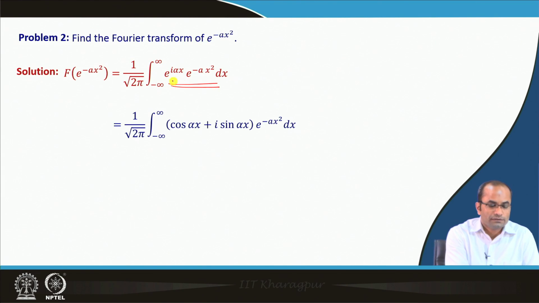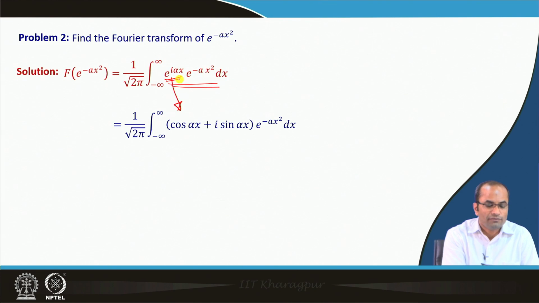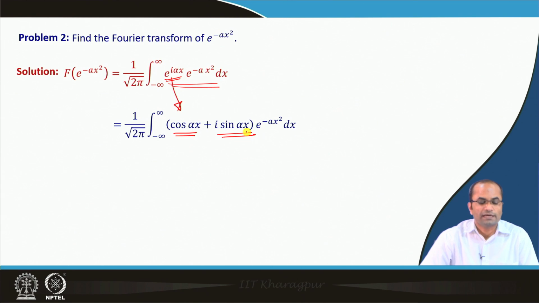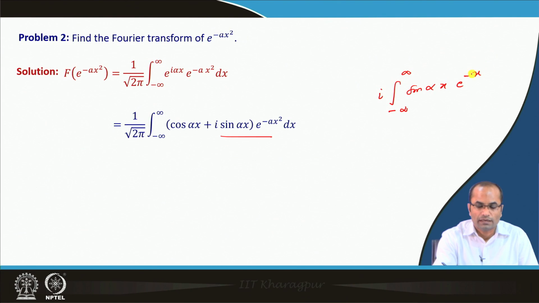So, now the trick we are using is that the exponential i alpha x, we can write as cos alpha x plus i sin alpha x, and then we have here e power minus a x square. This is the other way of treating this function simply, because now if we look at the second integral, which comes together with i and again goes from minus infinity to plus infinity, we have sin alpha x and e power minus a x square, and then we have dx.